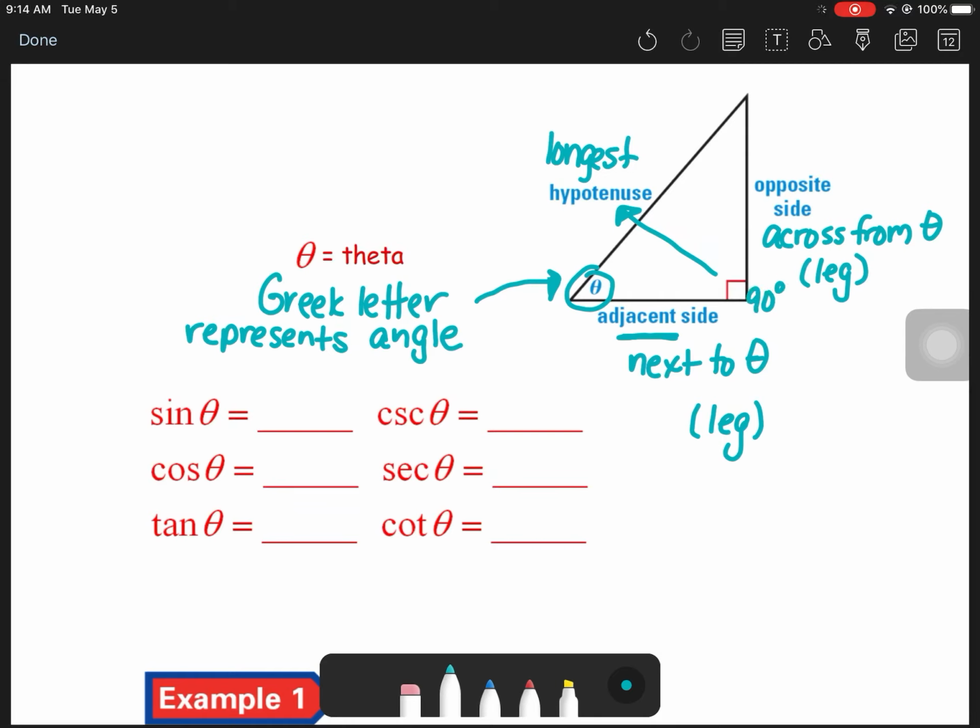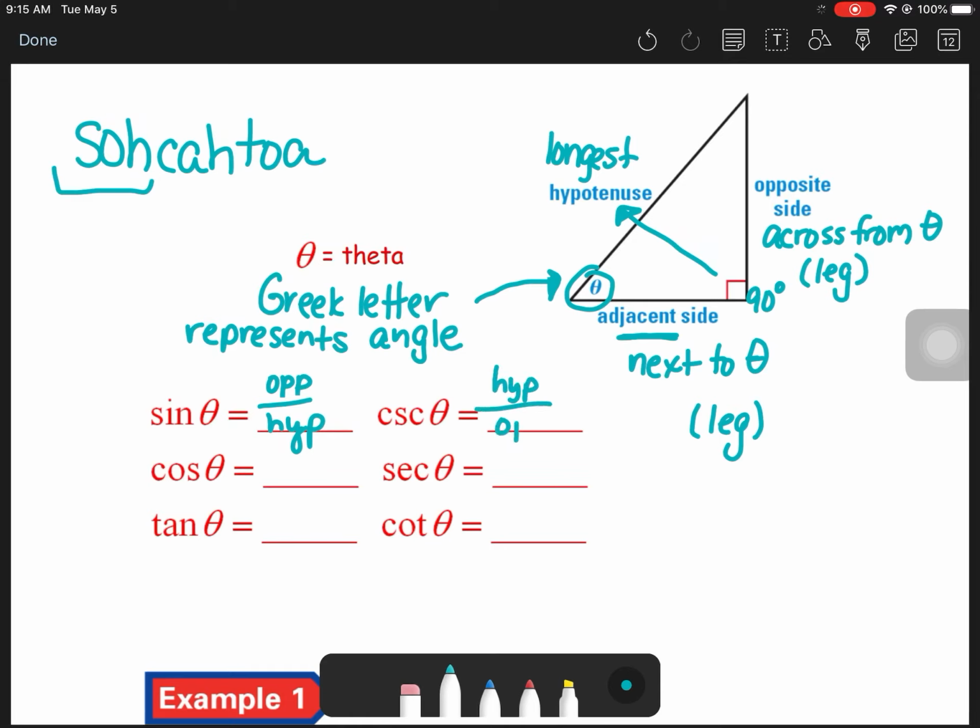So when we are working with our trigonometry, there's a little word that helps us remember what relationships we have for our trig angles, and it is SOHCAHTOA. So SOH means that sine is opposite over hypotenuse. And from the previous slide, we know that cosecant is the inverse or reciprocal of the sine.